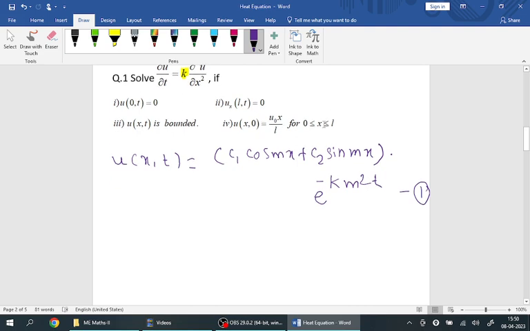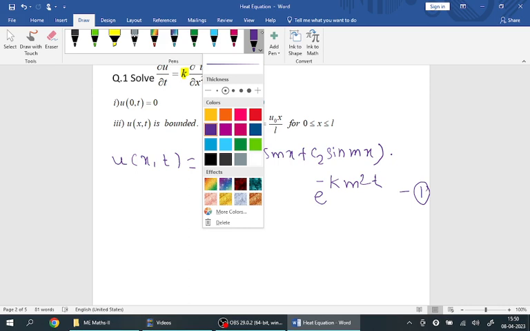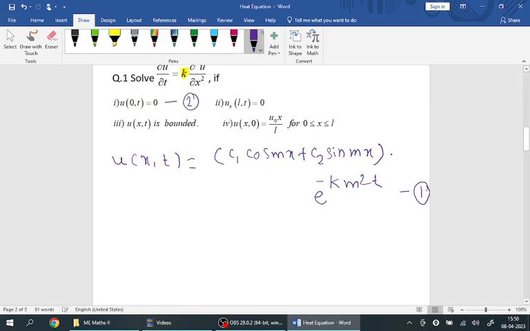Now we have the conditions. This is condition number 2, this is condition number 3, and remember the bounded condition is of no use. Sometimes it is given, sometimes not. But the important two are boundary conditions 2 and 3, and lastly condition 4, where you have to apply the half range Fourier series. So let me apply conditions 2, 3, 4 on equation 1, one by one.